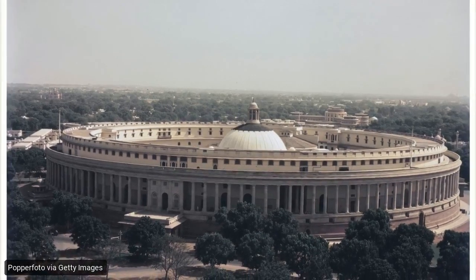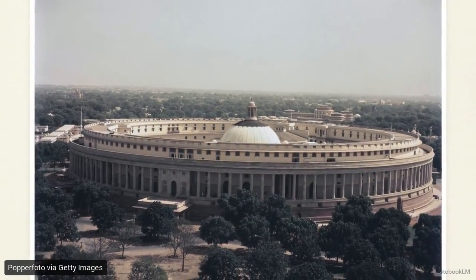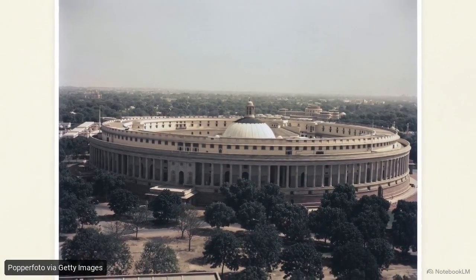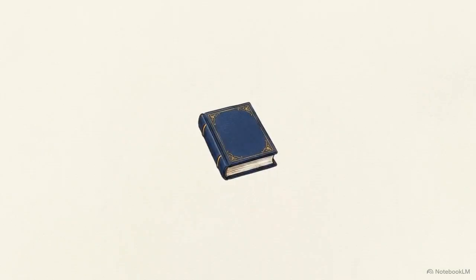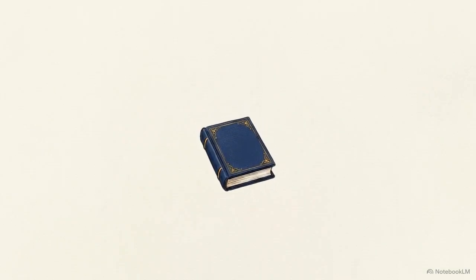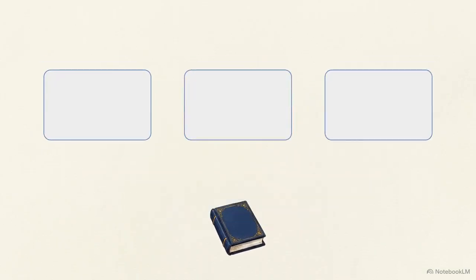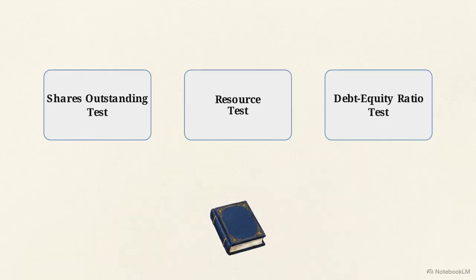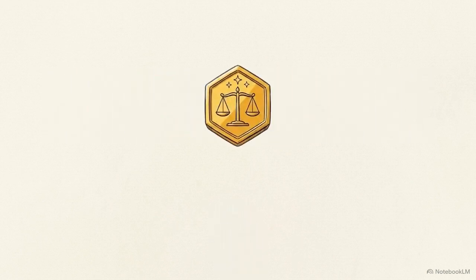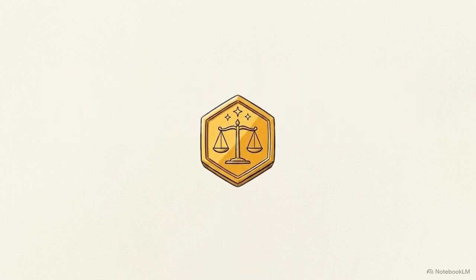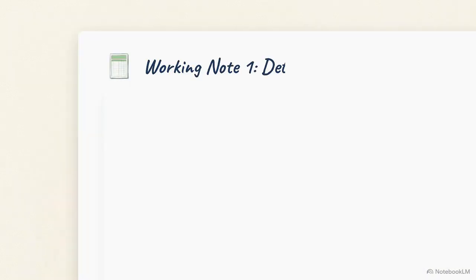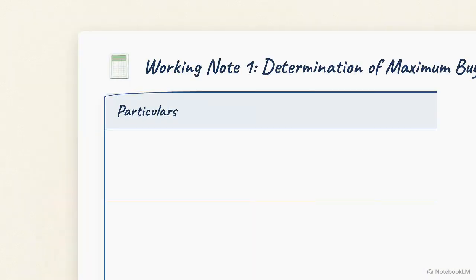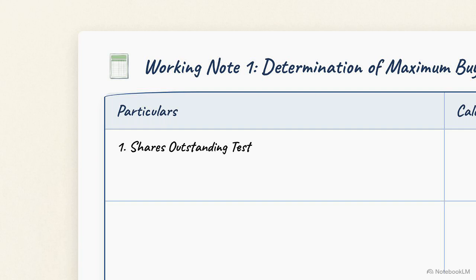To see how this presentation works in practice, we will calculate the maximum permitted buyback of shares. This requires applying 3 specific statutory tests mandated by the Companies Act of 2013. Mastering the layout for the shares outstanding, resource, and debt equity tests proves you can handle both technical accounting rules and professional disclosure requirements. Start by constructing a table titled Working Note 1, Determination of Maximum Buyback.